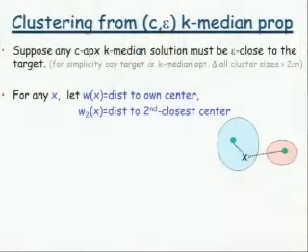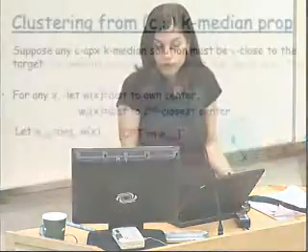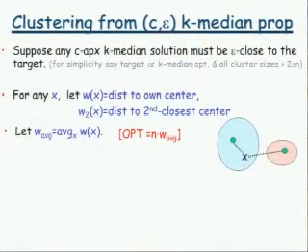Okay, now let's introduce some notation. For any point x, let's denote by w of x the distance to its own center, and by w2 of x the distance to its second closest center. Moreover, let's denote by W average the average over all points x of w of x. That means, just by definition, OPT will be n times W average, the value of the optimal k-median solution, which by my assumption is also the target clustering. Okay, so this is just some notation.